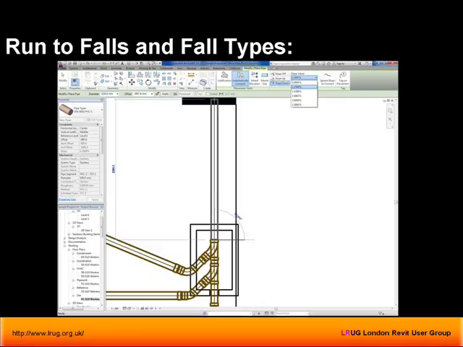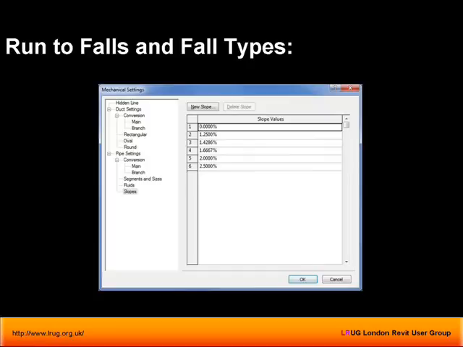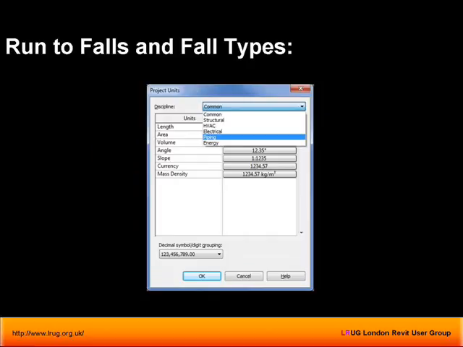But if we go to our mechanical settings and change the slope values in here, the project units, under piping, we've got slope, and we can change that to 1 to ratio. So we've got to do this twice. But then when we drop down the list, it will say 1 in 80, and it will annotate at 1 in 80. So what you're designing is what you're annotating, which is a lot more logical and sensible. But it's not like that out of the box.